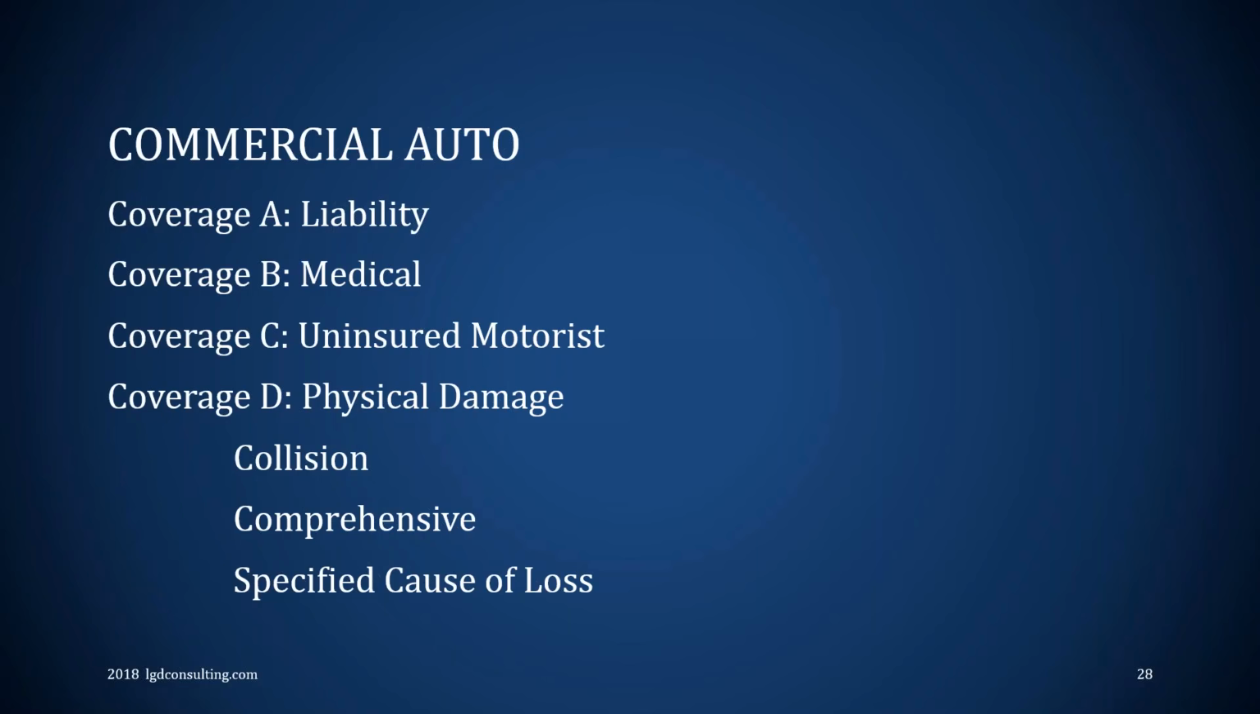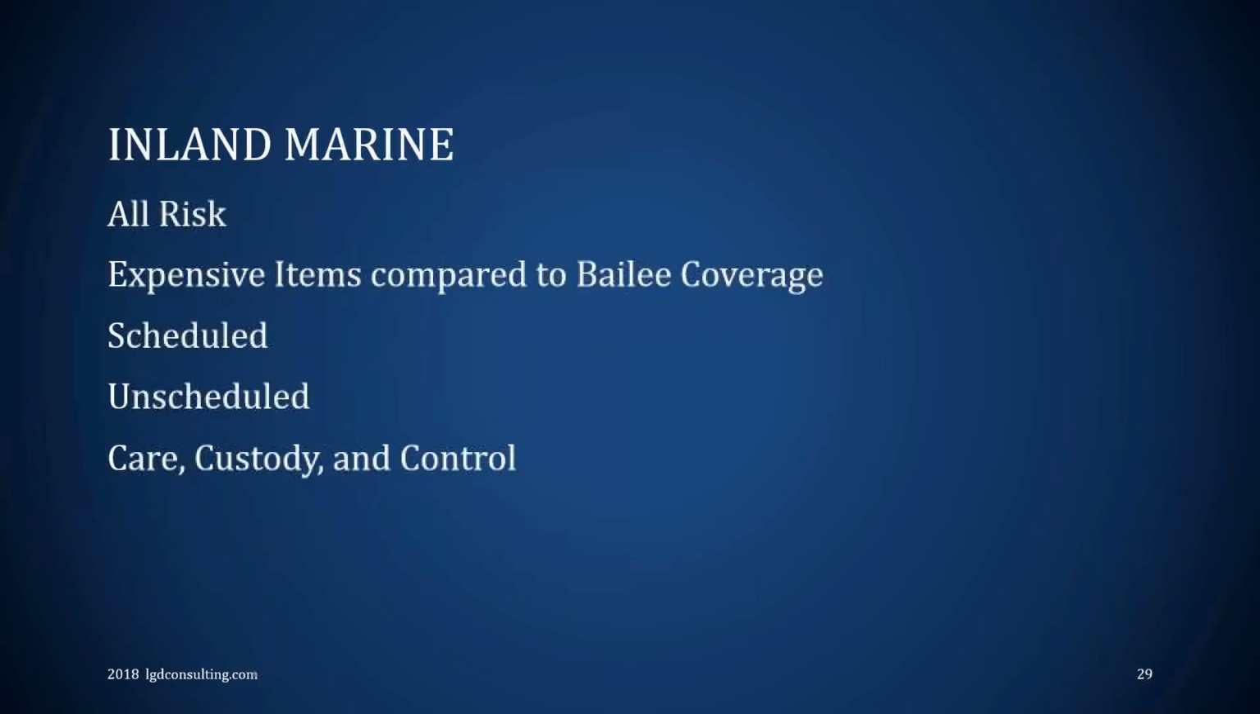Comprehensive, of course, has the broadest coverage for your company vehicles. Specified cause of loss has the reduced, limited coverage for your vehicles. So just in case you get that. And commercial auto, remember, we use symbols. Just putting a symbol next to that VIN number tells us what type of coverage we have and what type of car that is.